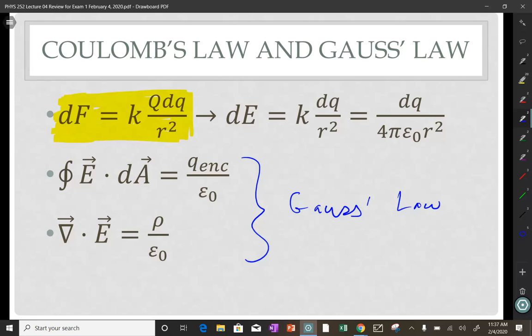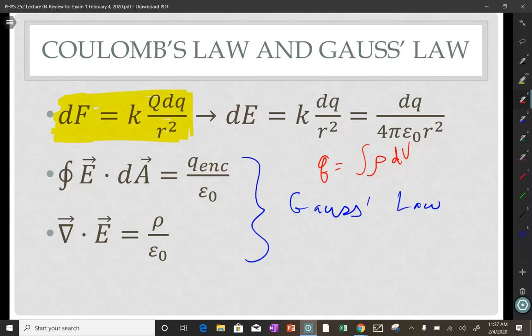How did you calculate charge in your problems yesterday? We got charge by looking at the Q enclosed, which is equal to the integral of rho dV over the volume. The charge was the integral of the charge distribution, dV. So if you look at those equations, you have an integral of E dot dA on one side, and the integral of rho dV on the other side.